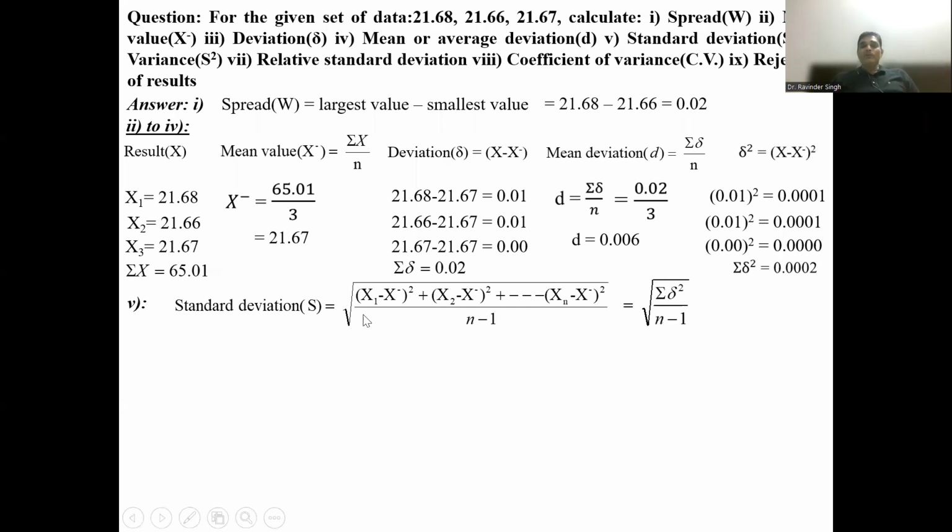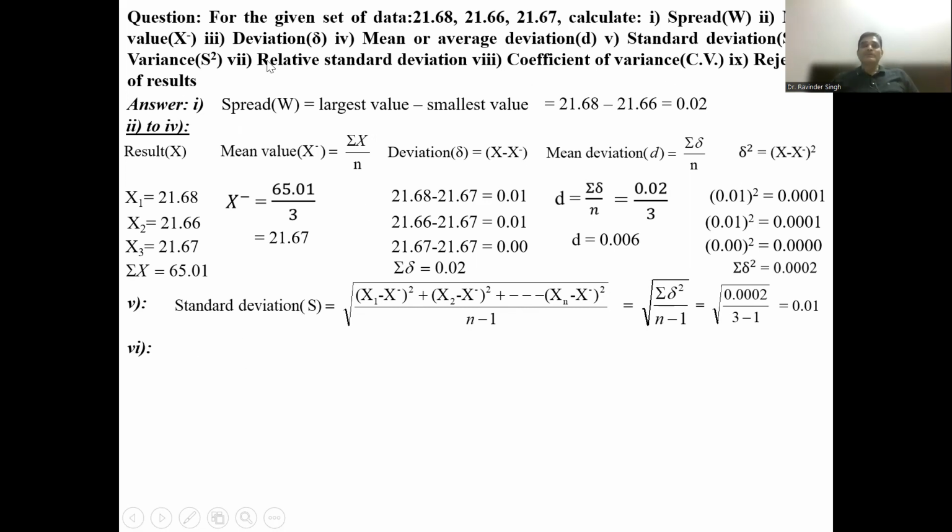Or in other words, you can say the summation of all these above values, the summation of delta square, which we have already taken here. So the summation is 0.0002. Put that value here, divided by n minus 1. The total number of values is 3, so n is 3. So 3 minus 1. The answer comes out to be 0.01. So that is the standard deviation.